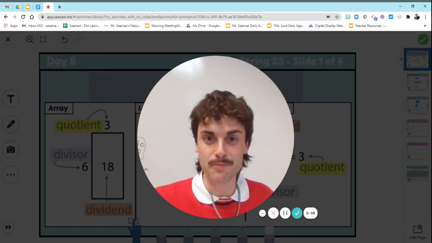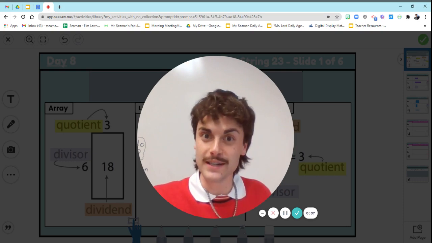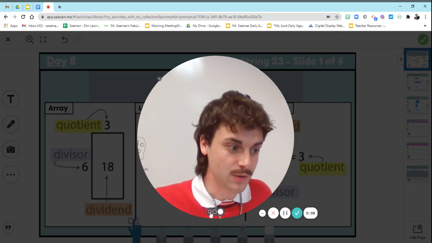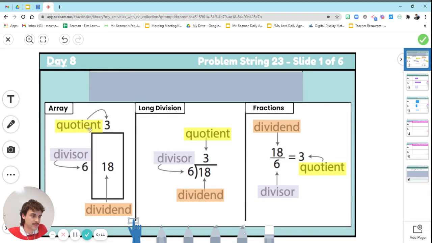Today we're going to be doing a problem string. So let's jump right into it. As you notice, we're doing some math review. We saw this last week, Tuesday, when we did a problem string. Now we saw a few different models here. We had the array model, long division model, and fraction model. These are all different division models.